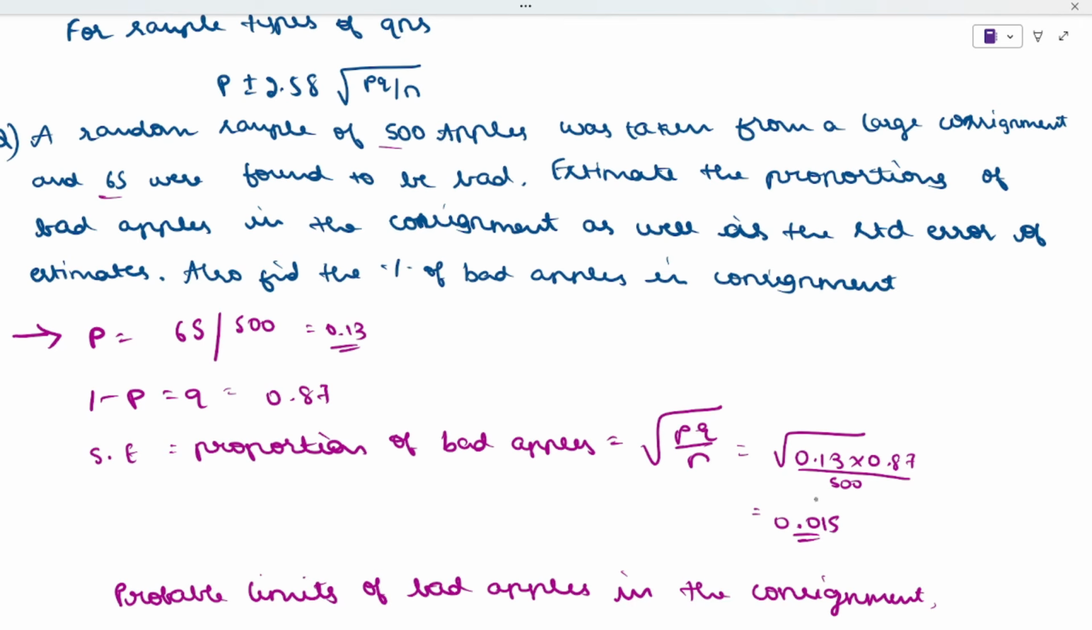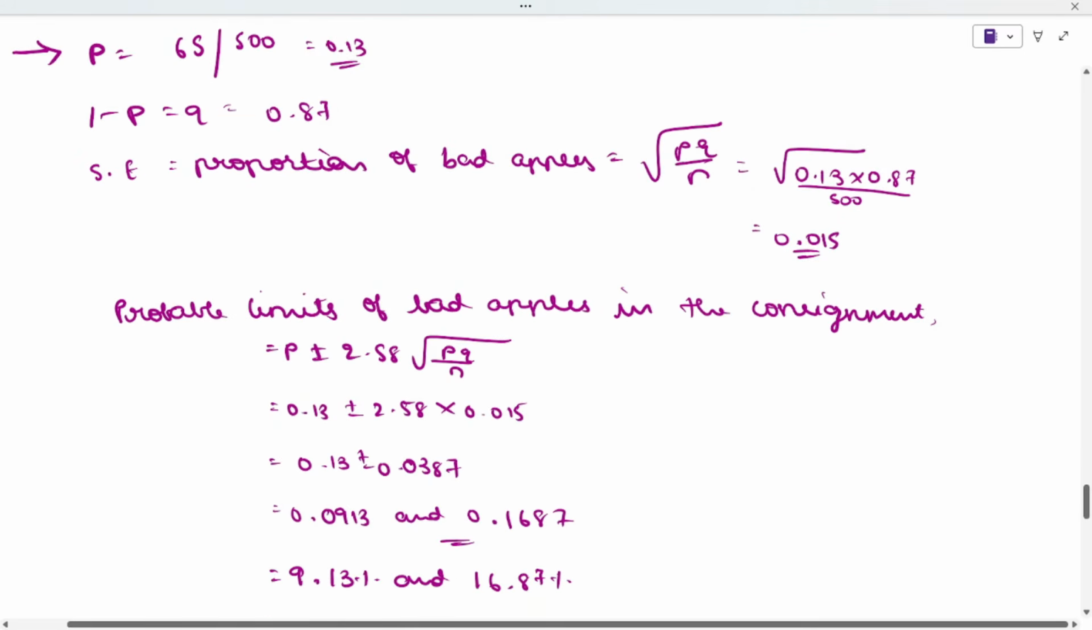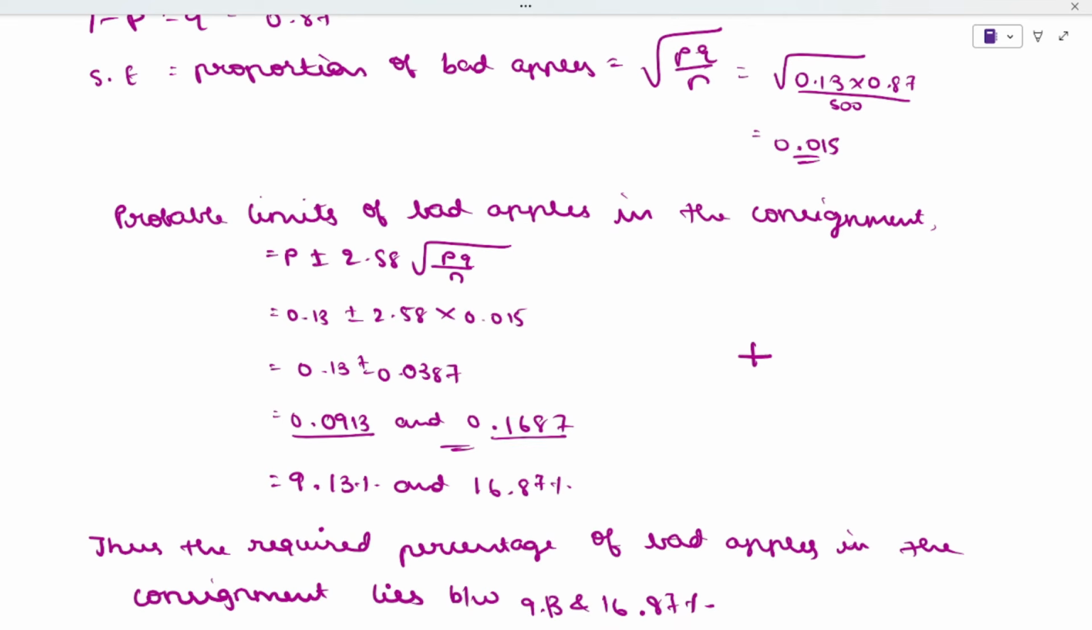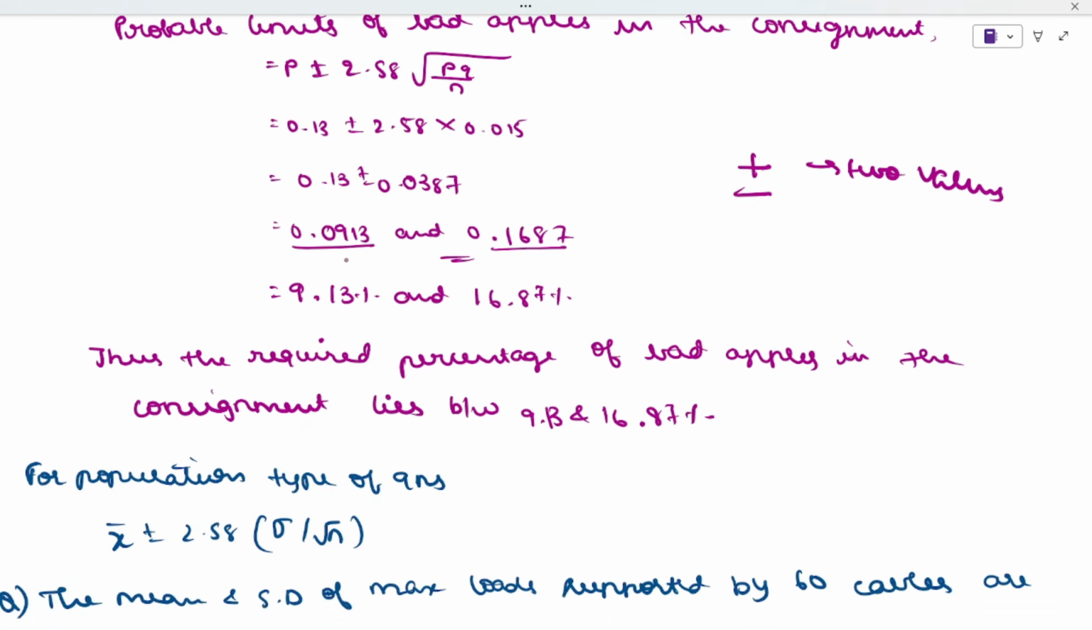Root PQ by N you will find out. N is what? 500. Okay. And you will get some value, 0.015. Again you substitute, P is 0.13, and you will substitute the value. You will get two values, right? Here it is plus or minus, so you will get two values: 0.0913 and 0.1687.